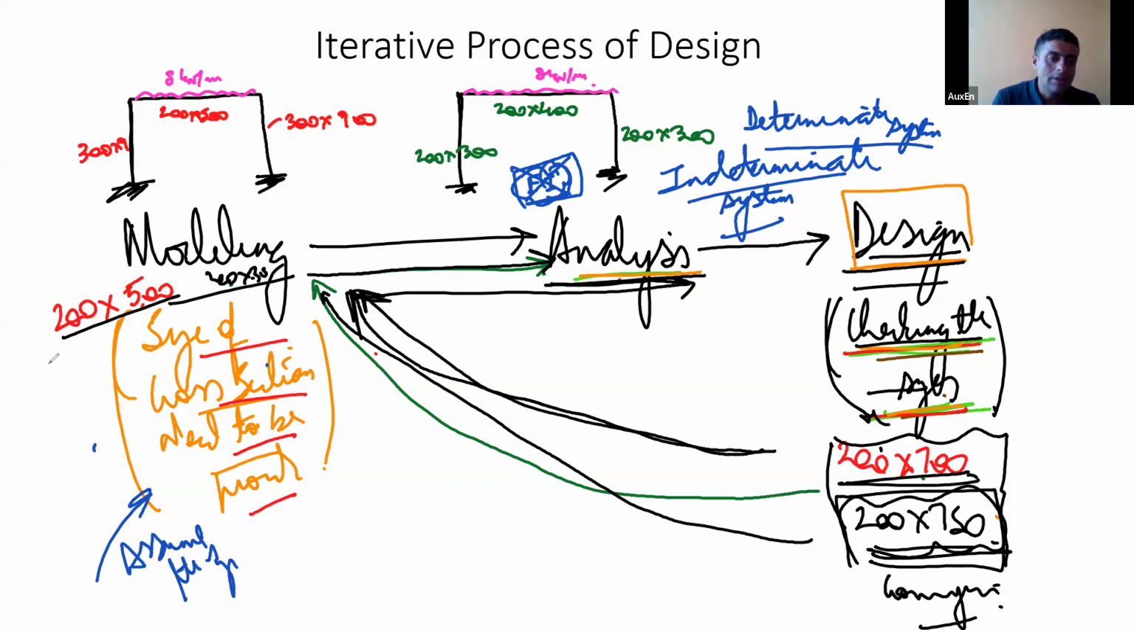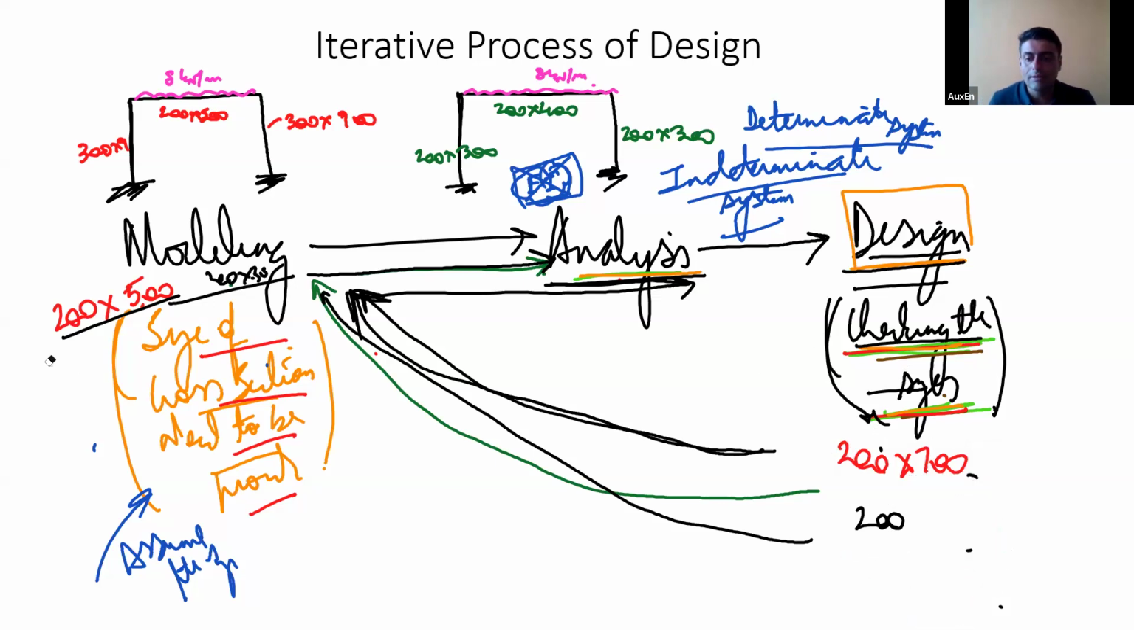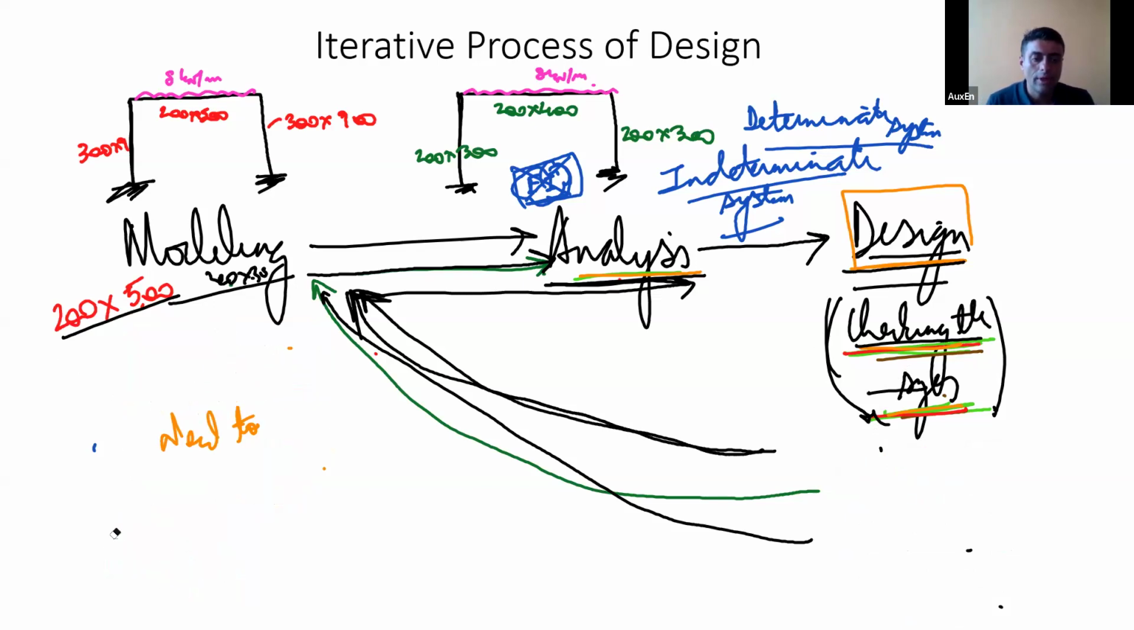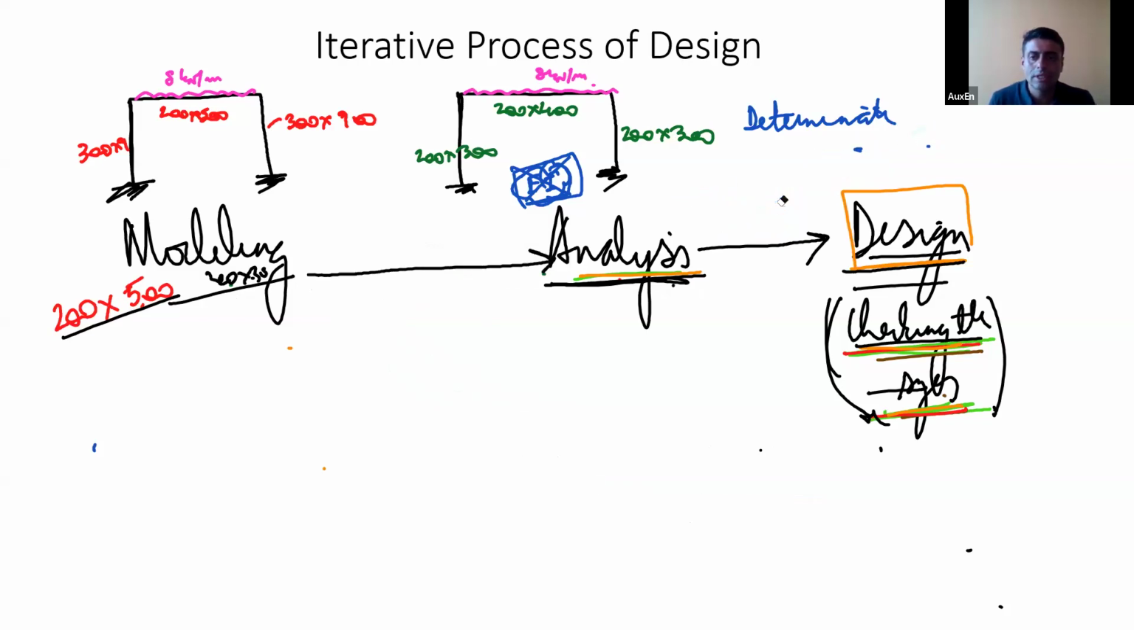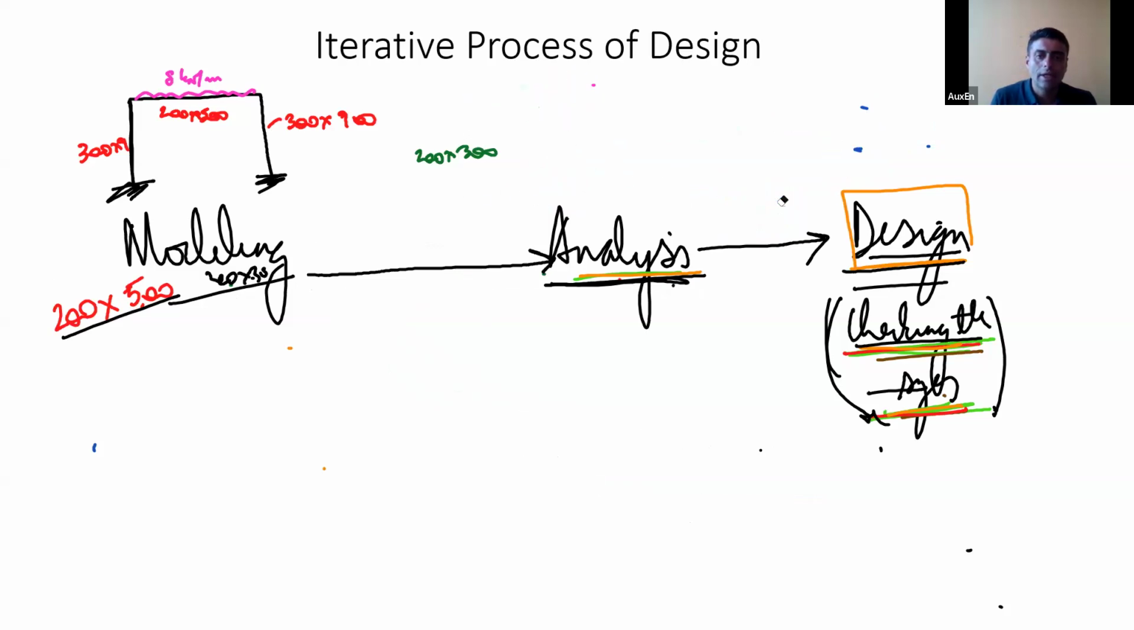Okay. So sometimes this may involve a multi-step process. That means in one iteration, you may not be able to do it. So what does that mean? Suppose you took 200 by 500, and this example I always take in most of our courses because most of our courses are based on design. So as an engineer, you should be able to understand this iterative process of design very properly.